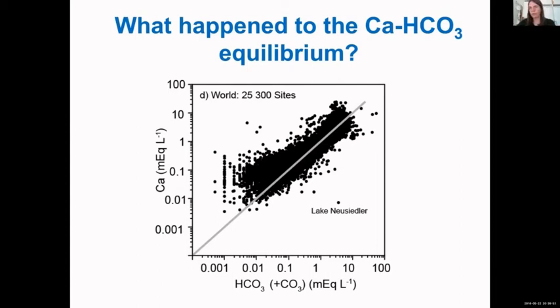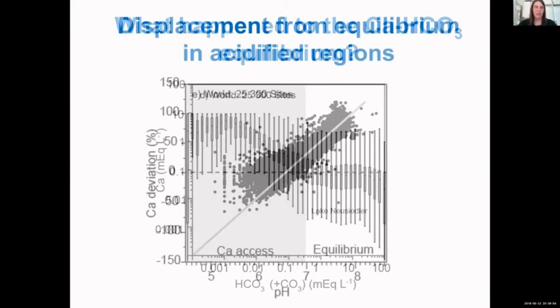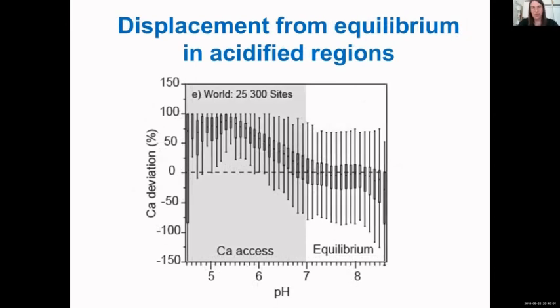Let's see what the residuals are, because we still have residuals from the one-to-one regression line. What we see here is if we make this a little bit more in detail and look at the pH and relate the residuals towards the pH, we see actually we have a calcium excess in the low pH waters. And then we get towards equilibrium when we have a pH more than 7. So something is happening in our acidified lakes and rivers.